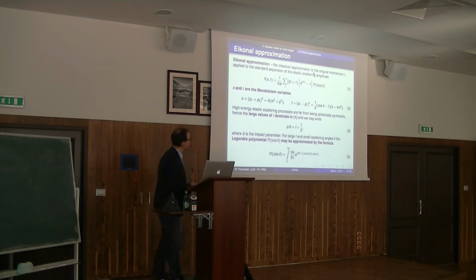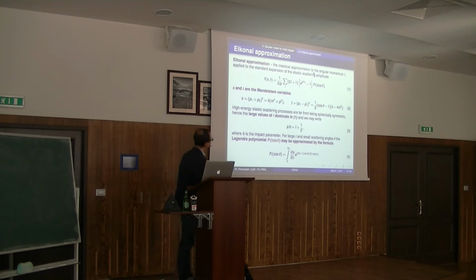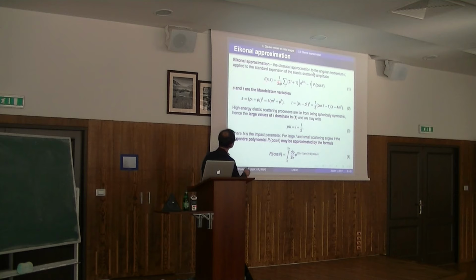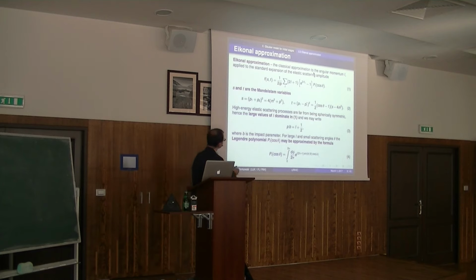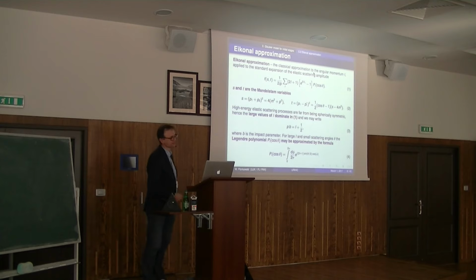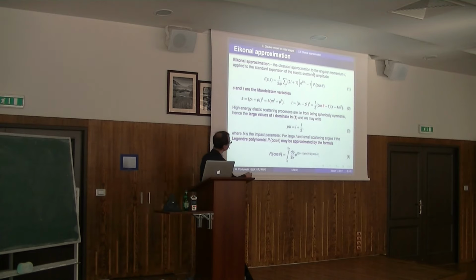So the basis for this consideration is the eikonal approximation. This is the classical approximation to the angular momentum, and we can start with the amplitude we know from the quantum mechanics course for the scattering of two particles. The amplitude depends on the energy S, the center of mass energy squared, and the variable T, which is related to the scattering angle.